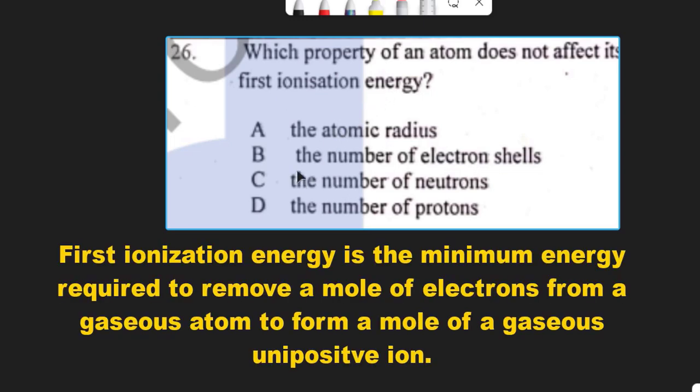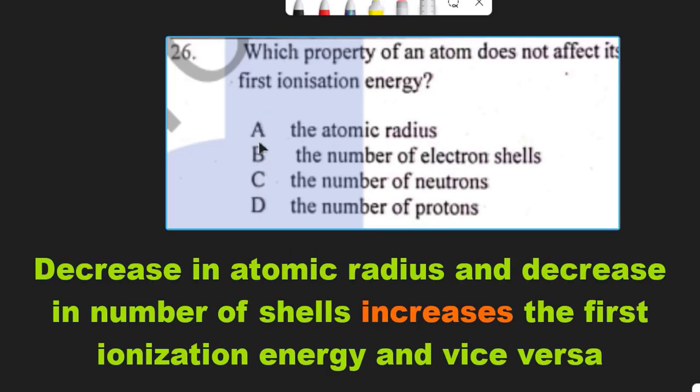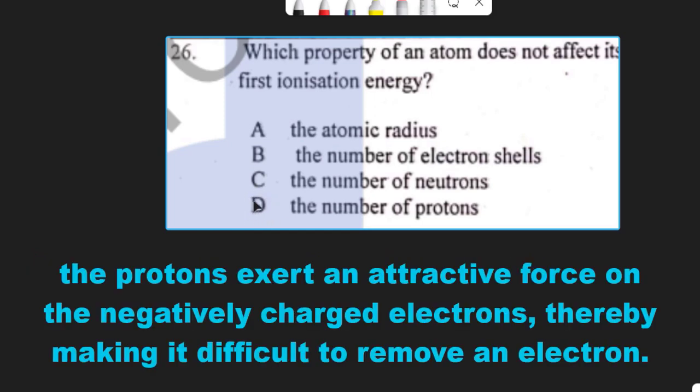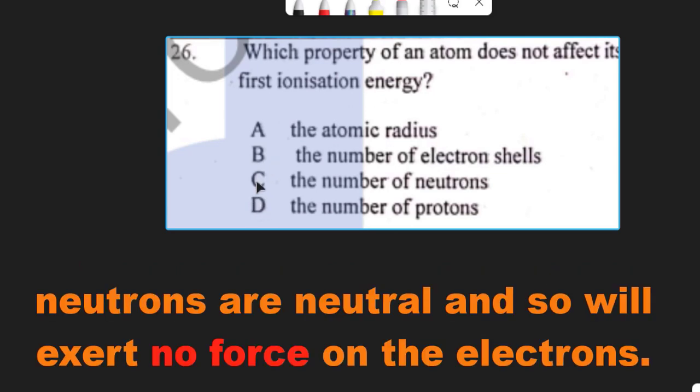Question number 26. Which property of an atom does not affect its first ionization energy? First ionization energy is the minimum energy required to remove a mole of electrons from a gaseous atom to form a mole of unipositive gaseous ions. So atomic radius has a role as well as the number of shells. The protons are positively charged and they tend to pull electrons, thereby making them uneasy to be lost. So C is our best answer. The number of neutrons does not affect the first ionization energy.